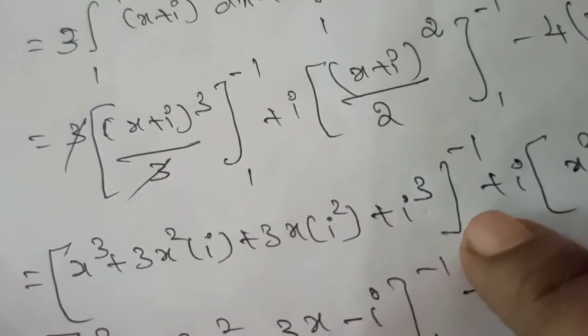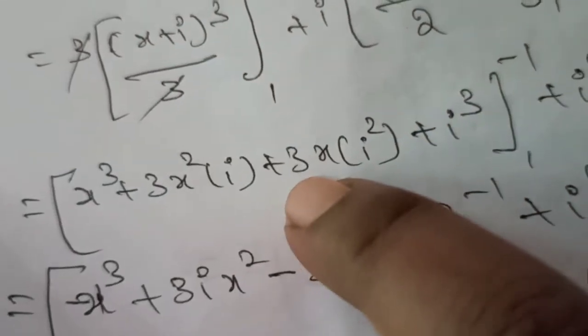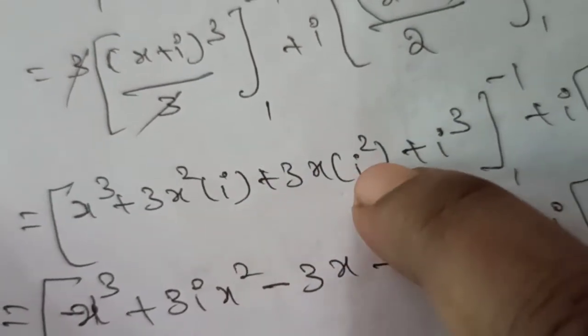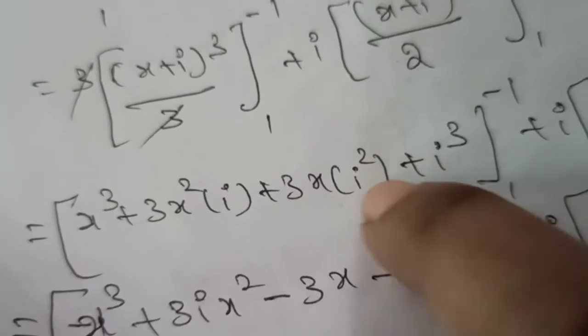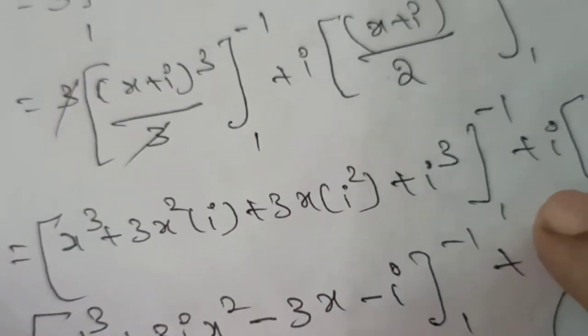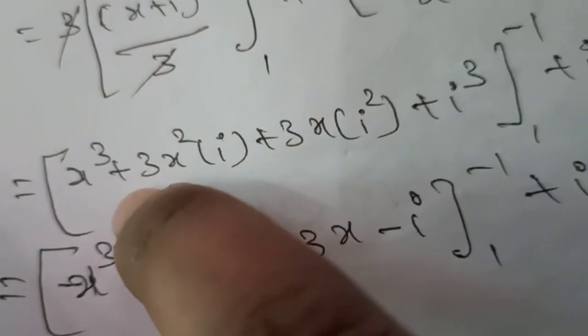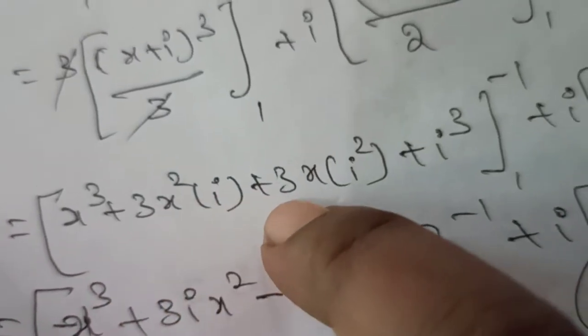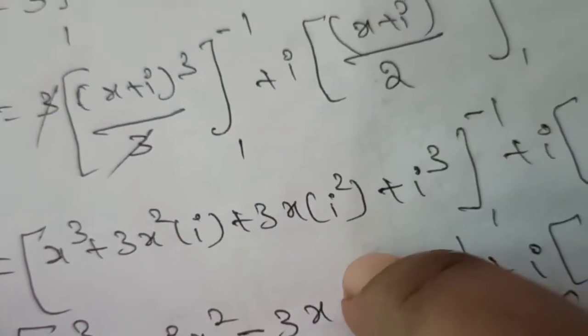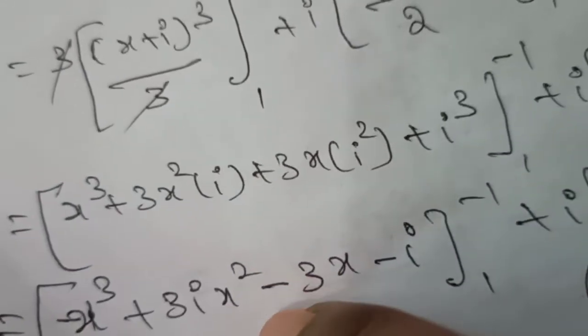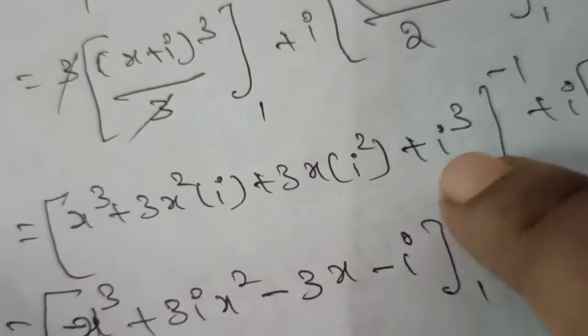If you apply the limits value, before that you can see this has i cube and i square, so first you have to use this formula. After that you apply the limits value. So x cube plus 3x square into i plus 3x into i square value are the minus. So plus into minus becomes minus, so that is minus i cube value, you know the formula.